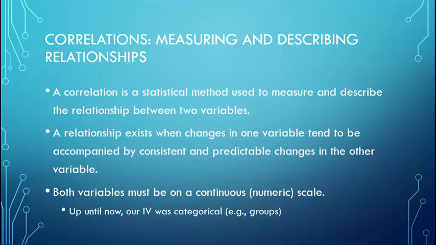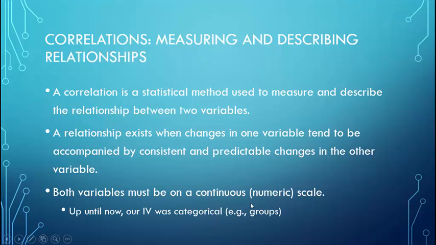So correlation is a measure that describes the relationship between two variables. And when we say we're looking at a relationship between the variables, a relationship means that you can predict when one variable changes, you have a pretty good prediction about what's going to happen to the other variable. Both variables must be on a continuous or numeric scale.